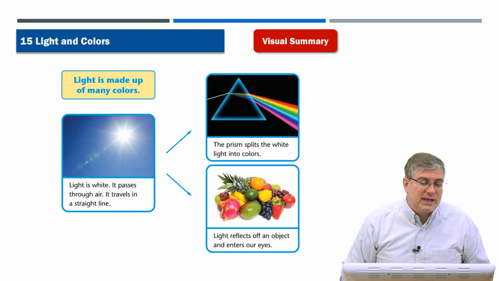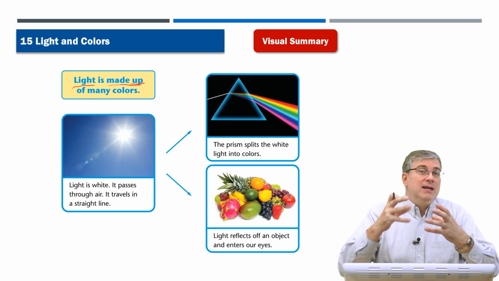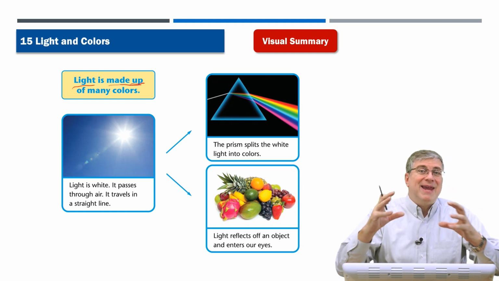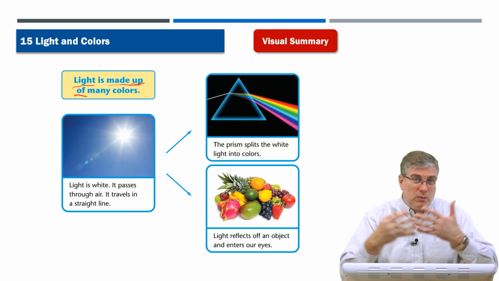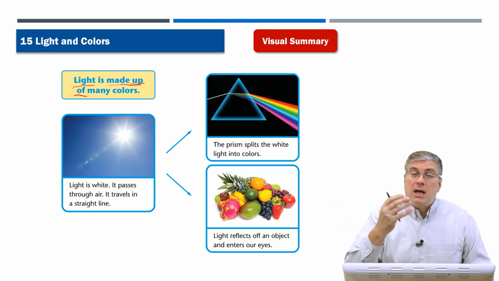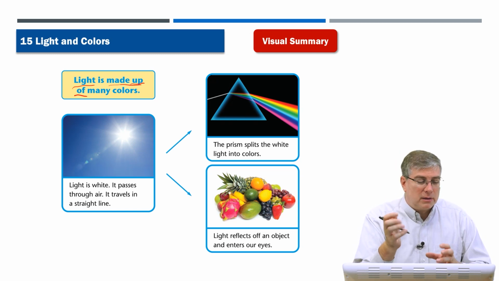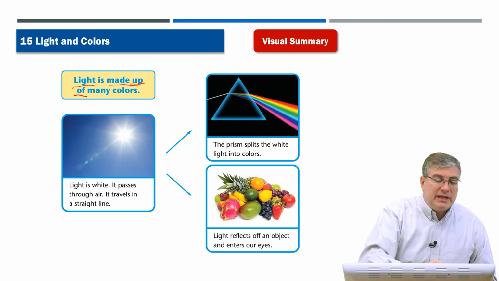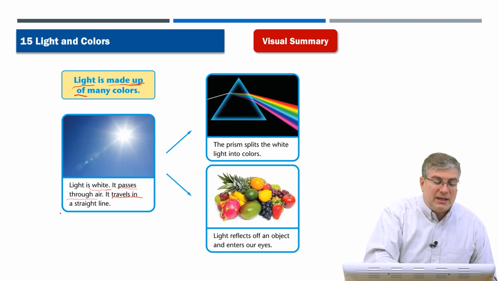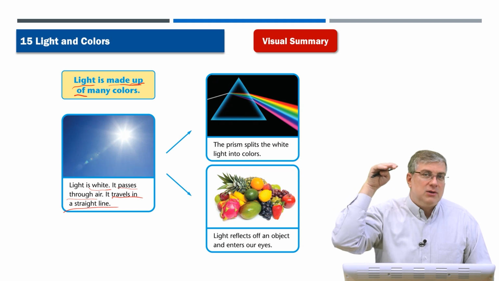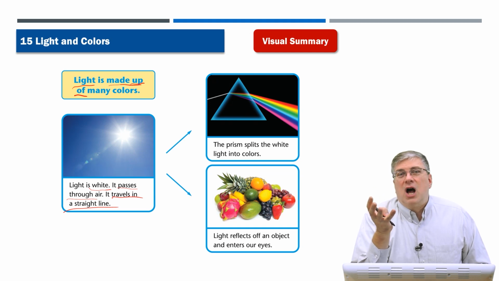Now, the first main idea for this lesson is light is made up, consisted, many things come together to make something. It's made up of, I should say made up of, those three words go together, made up of many colors. You may not realize that, but the sunlight is made up of many colors, right? Light from the sun is white. It passes through the air. It travels in a straight line, okay? Light usually travels in a straight line. And it's white. It doesn't really have any color to it.